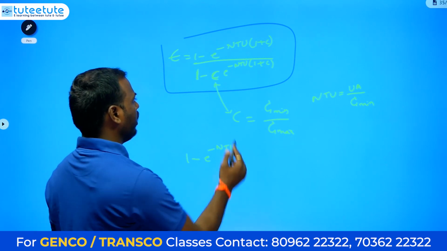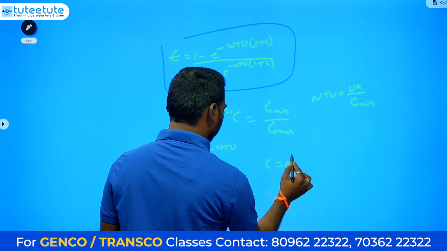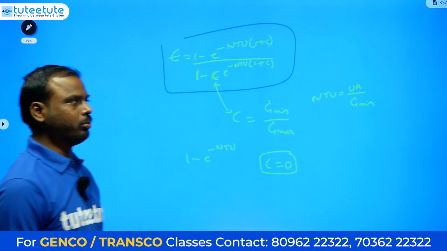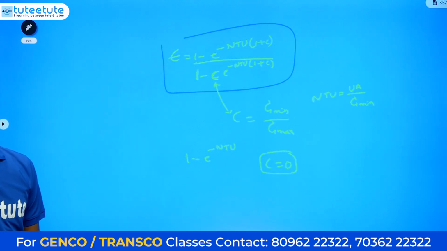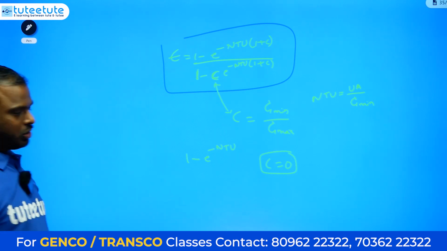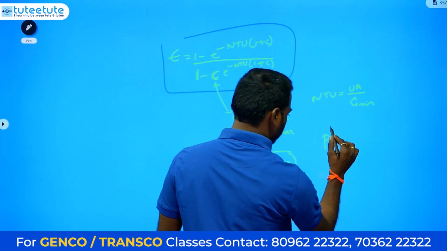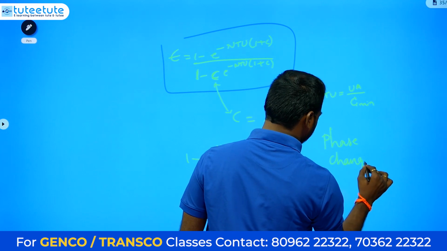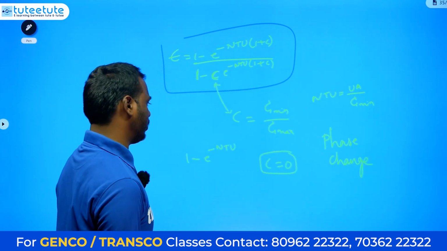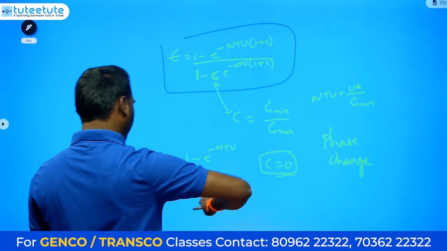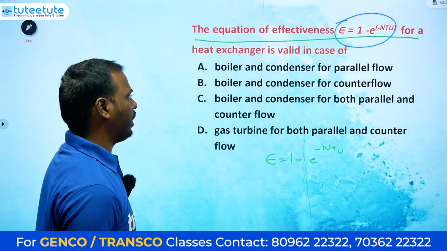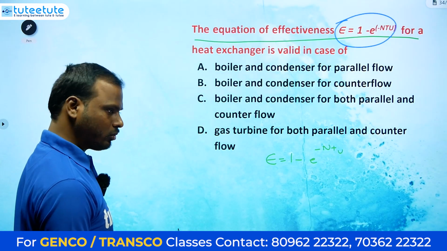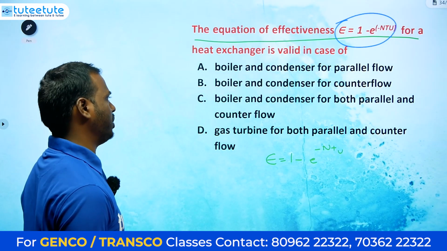That means here the C value should be equal to 0. When it is going to be 0, generally we need to understand, it is nothing but for the phase change. For phase change heat transfer, the C value is 0. C value is 0 means the phase change.